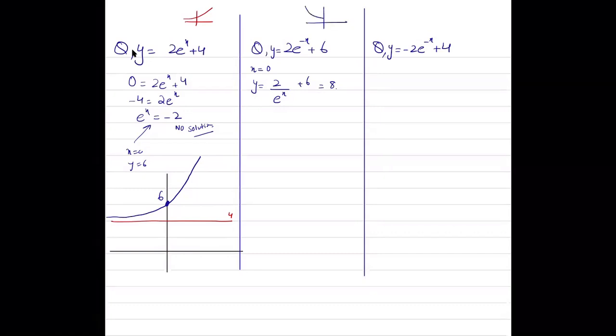E raised to the power of minus x looks like this. So that is going to be the general shape of the graph. Yes or no?